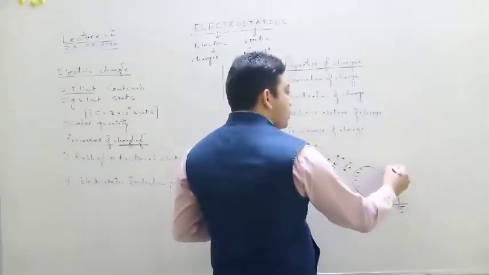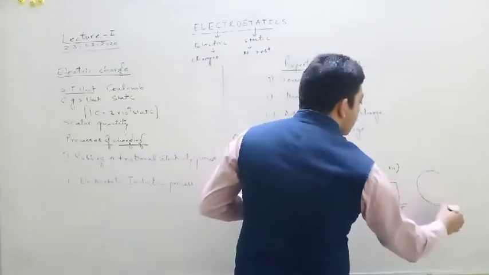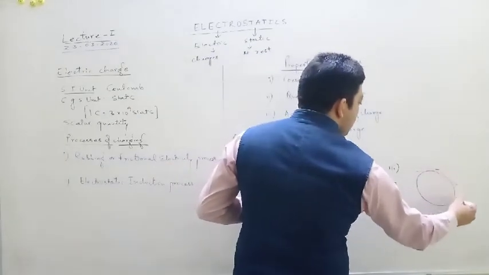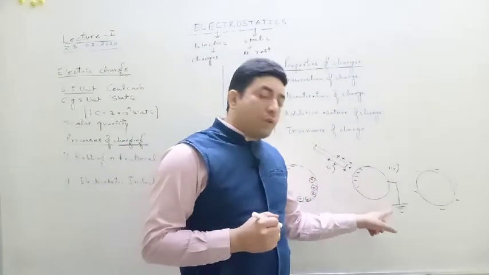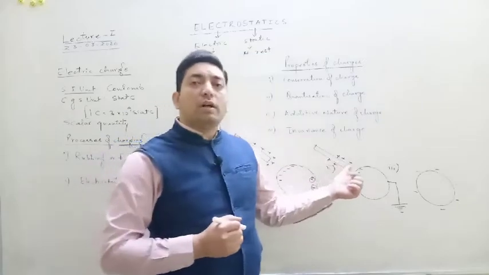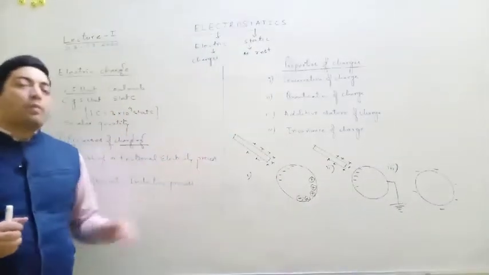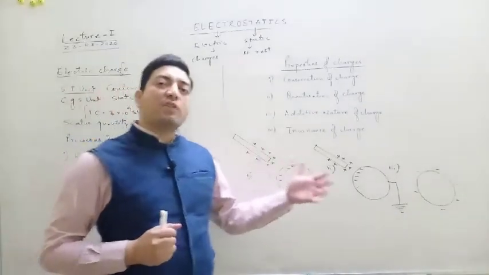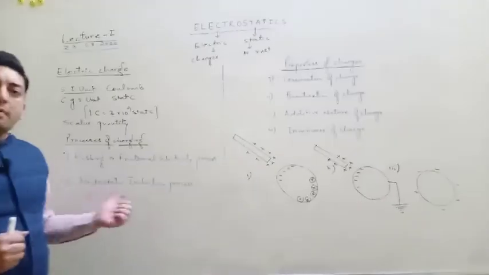Now if I remove the earthing first and then the rod, this negative charge gets uniformly distributed over the body. Again remember, first you have to remove this earthing and then the rod. This accumulated charge gets uniformly distributed over the body and the body becomes completely negatively charged. So this is the second process of charging.